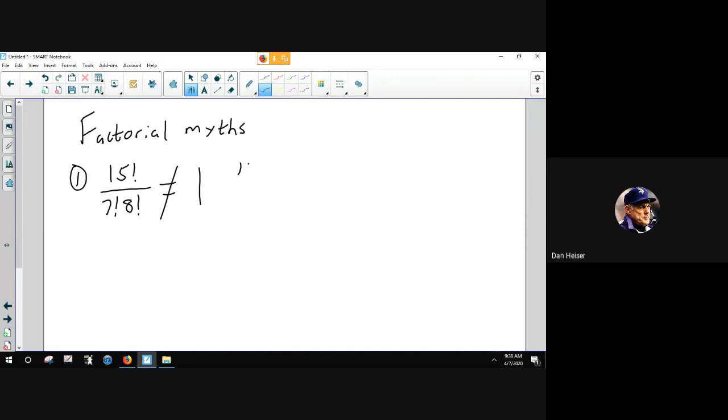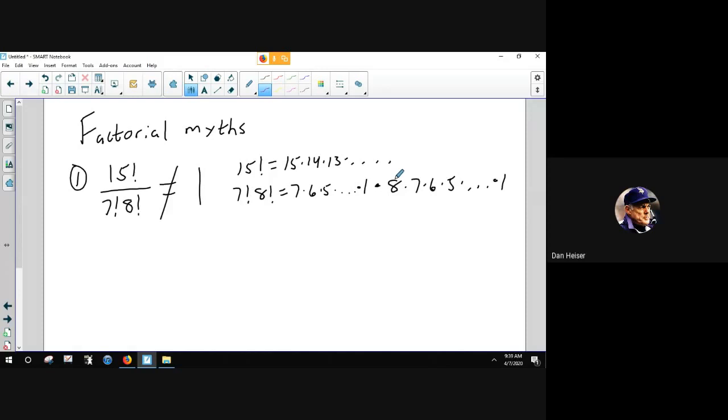15 factorial, 15, 14, 13, on and on and on. 7 factorial, 8 factorial is 7 times 6 times 5 times 1 times 8 times 7 times 6 times 5 times 1. So this is really 7 factorial times another 7 factorial times 8. Nowhere near 15, 14, 13, and so on.